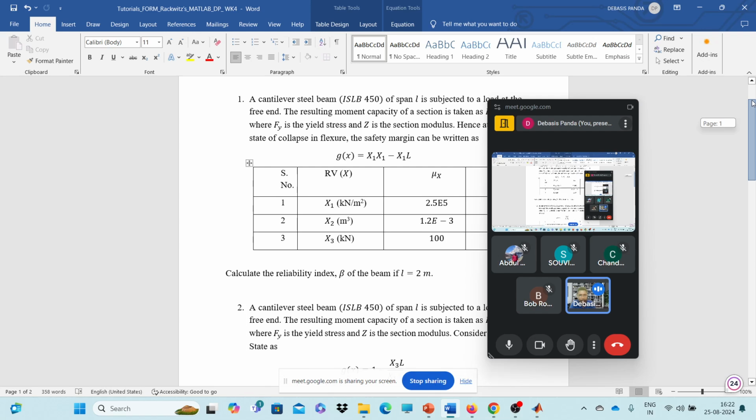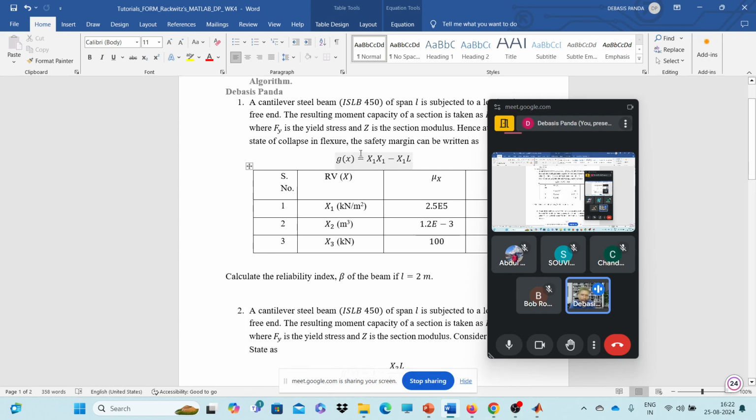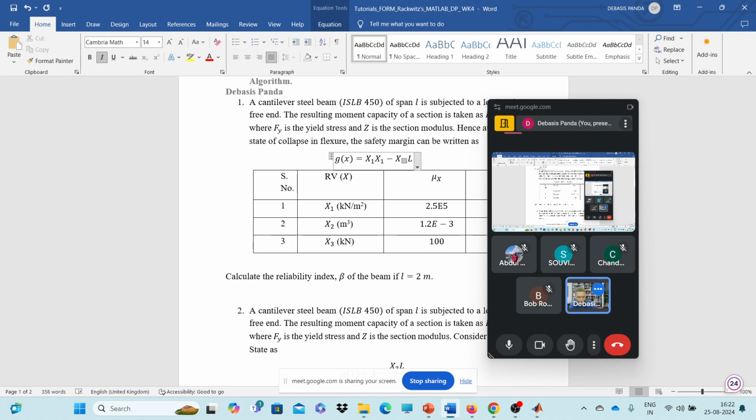So the first problem we have solved, we considered the limit state x1 x2 minus x3 into L, right? So that should be x3. Please make it correct, x1, not x1. X2. Great.